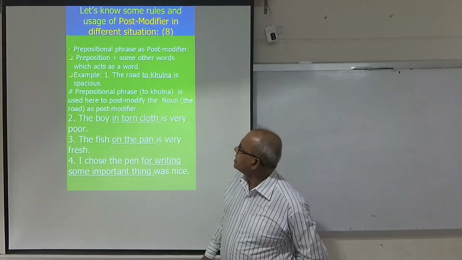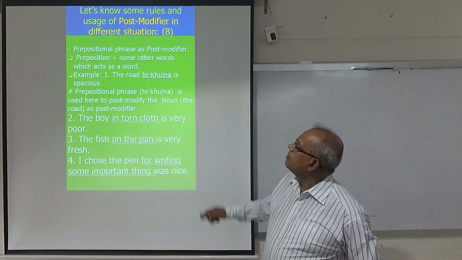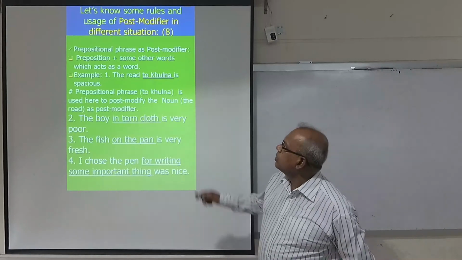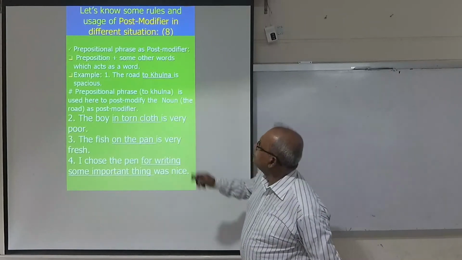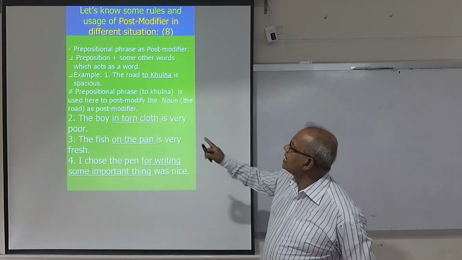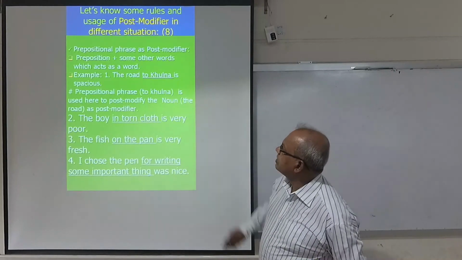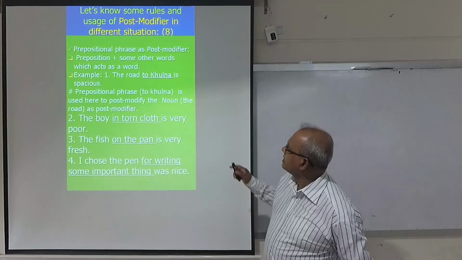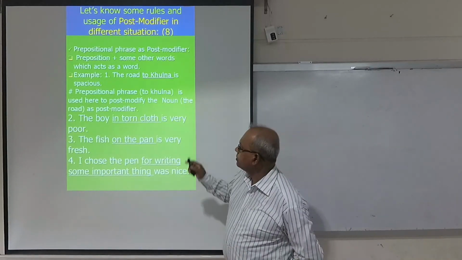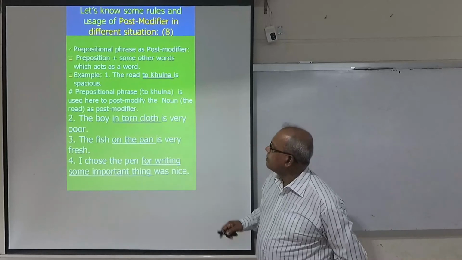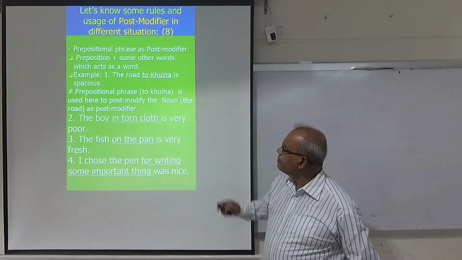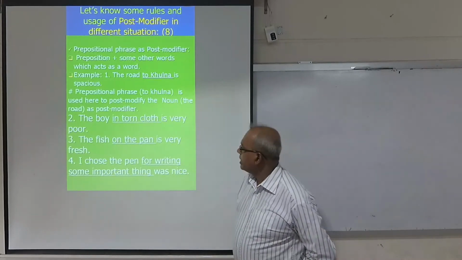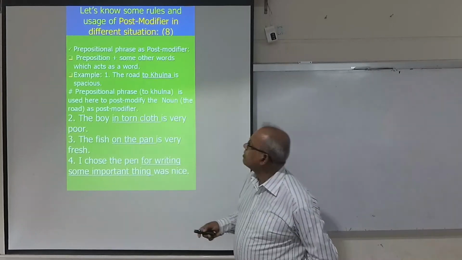Next, prepositional phrase, just look: a preposition plus some other words which acts as a modifier. The road to Khulna is spacious. The prepositional phrase to Khulna is used here to post modify the noun the road, as a post modifier. Second: the boy in torn clothes is very poor. In the same way, you can see other examples.